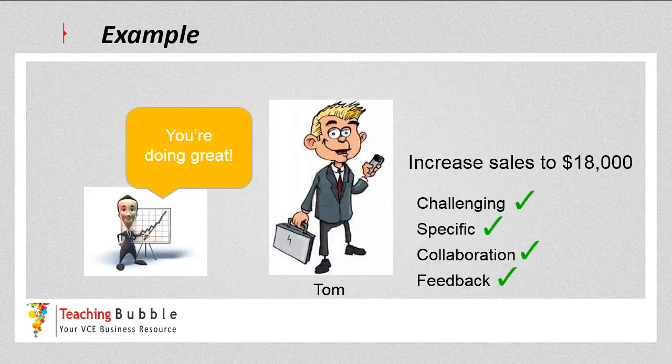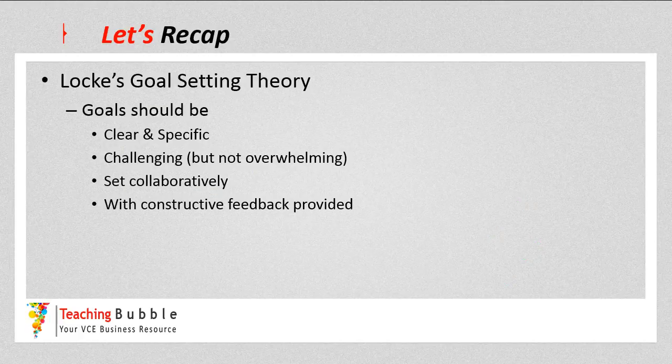And really that is Locke's goal setting theory in a nutshell, and it's important that you include all those things in there: challenging, clear and specific, constructive feedback, and collaboration if you feel like you need to do so. So just to recap, Locke's goal setting theory found that goals can provide motivation for employees, but it really helps if they are clear and specific goals. They're challenging goals but not overwhelming, so the more challenging a goal is, the more it provides motivation, as long as it's not overwhelming.